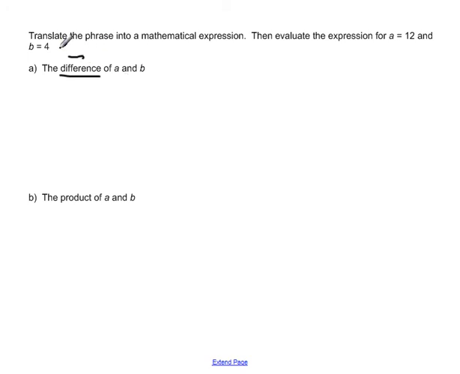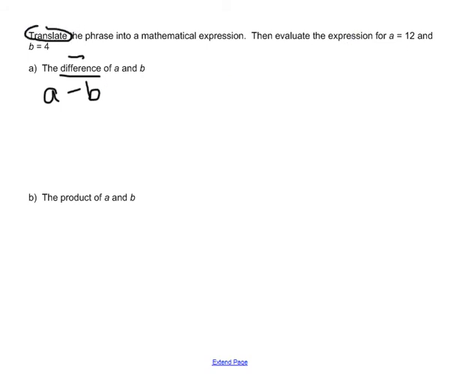So when you're doing these problems, it's a good idea to, as you read through the problem, mark the key words that you see and make some little notes to yourself about what operations those different words talk about. So if I'm going to find the difference of a and b, it means I'm going to be subtracting a and b. So my translation is going to look like a minus b. So there I've done the translate part. That's the first thing they told us to do, was to translate.